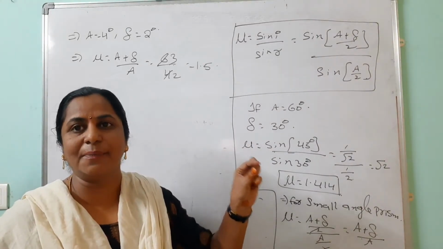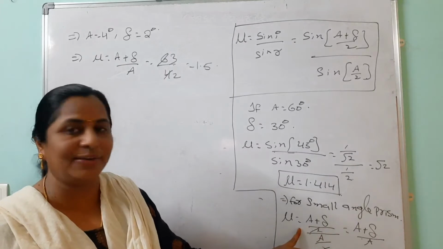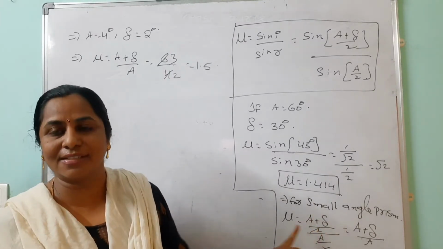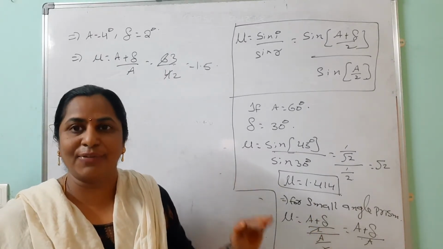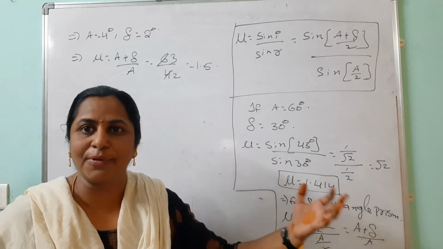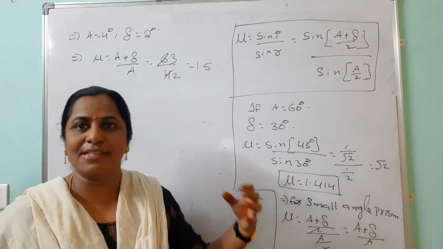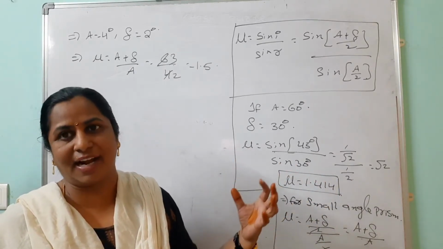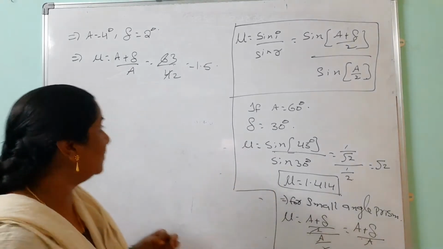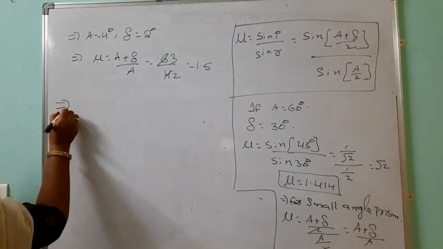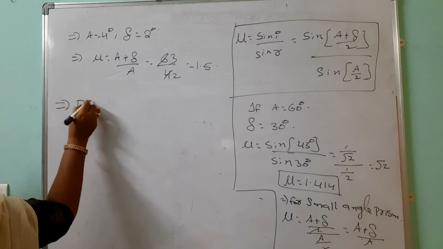Is it a small angled prism they mentioned? Immediately you can use this one. With the help of this, not only refractive index, when we know the refractive index, we are able to find out the angle of the prism, angle of the deviation and refractive index based on the given data. Like that we are going to discuss what dispersion is.